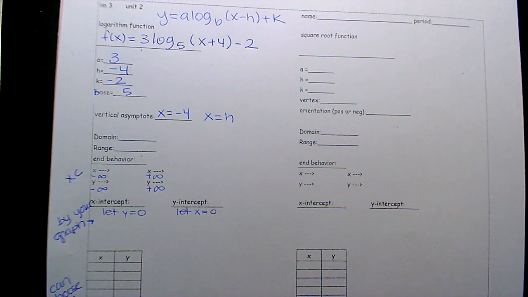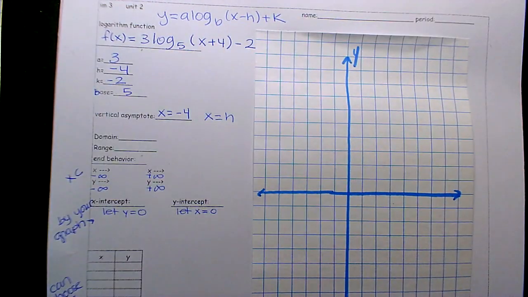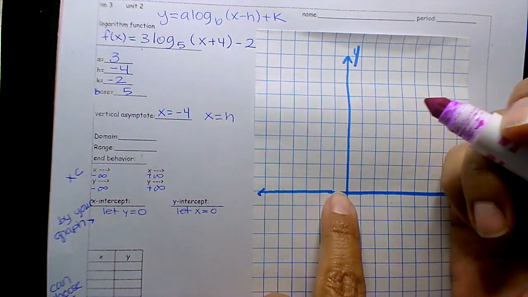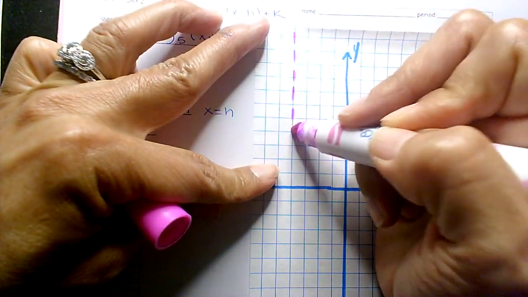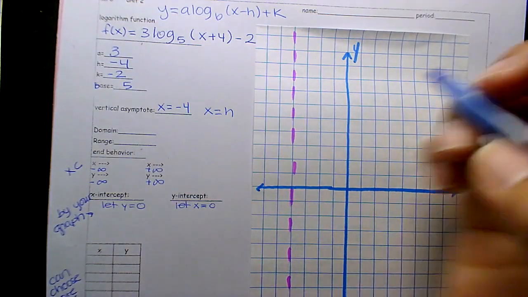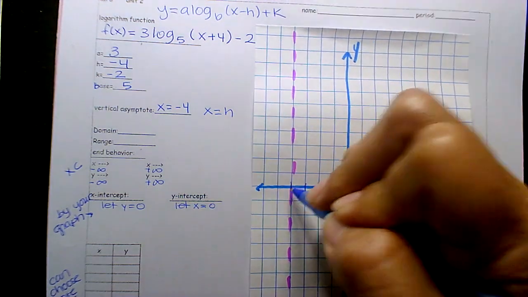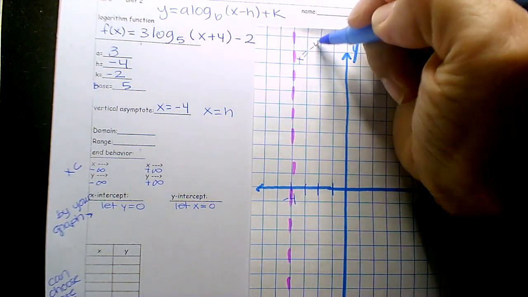I'm just going to use this. It's a messy graph because I don't have time to do the other one. So that means at -4, 1, 2, 3, 4, my vertical asymptote is going to be, hey guys, I'm recording, so you're quiet. Here's that -4. This is my vertical asymptote.